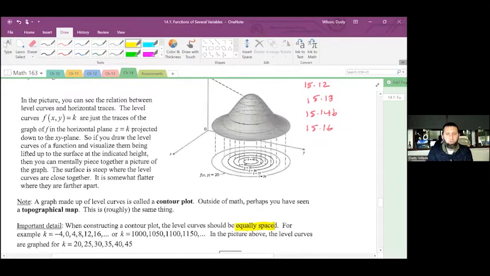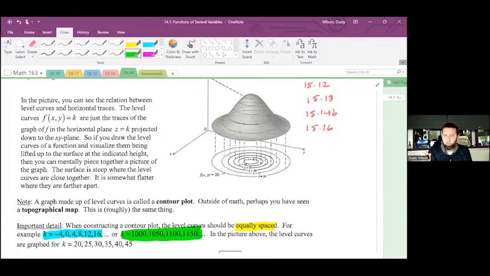For example, you could have k equals -4, 0, 4, 8, 12, 16. In this case, each time k is going up by 4. They're spaced 4 apart. Or you could have k equals 1,000, 1,050, 1,100, 1,150, where the k's are 50 apart.